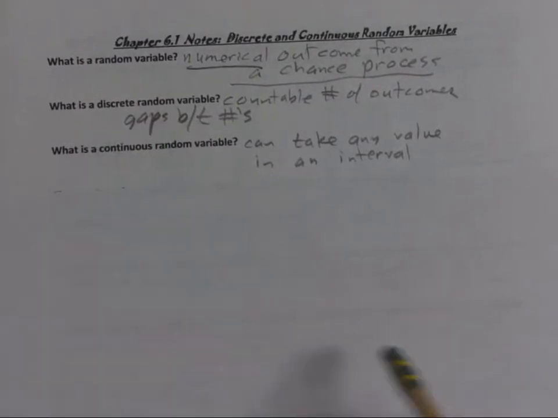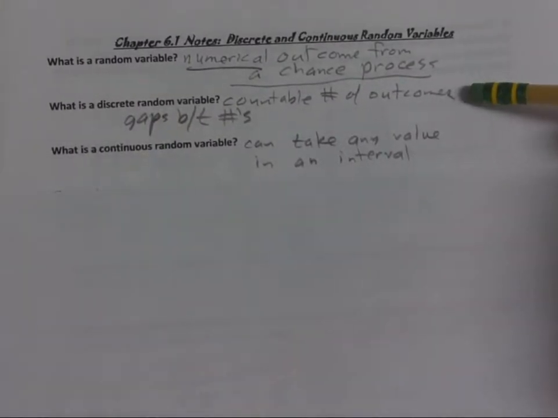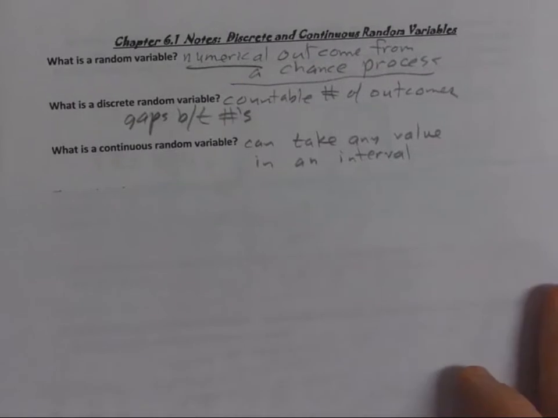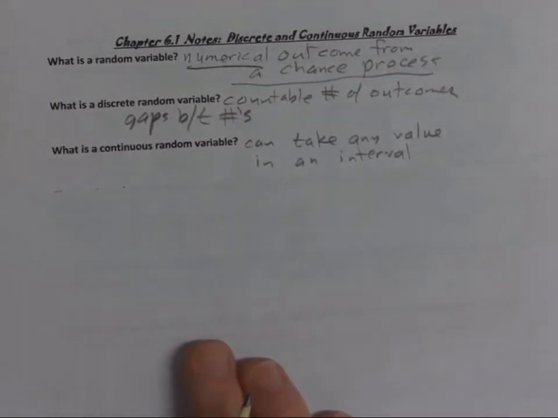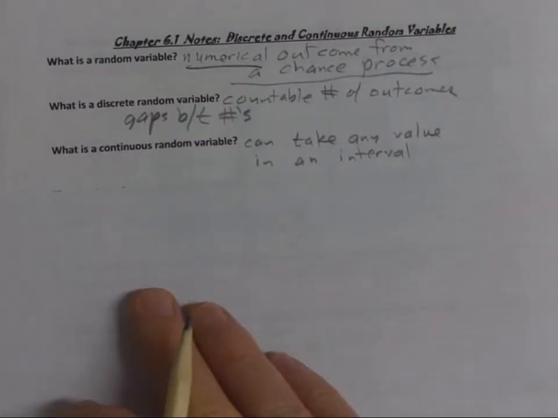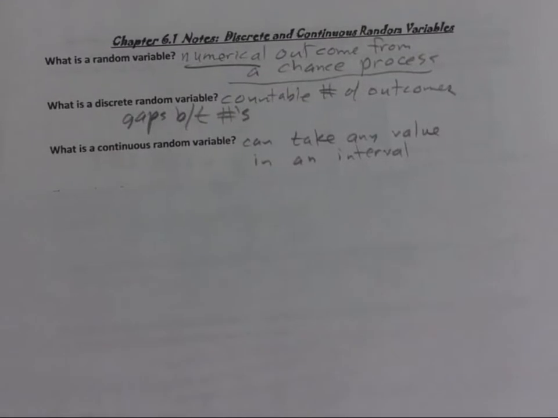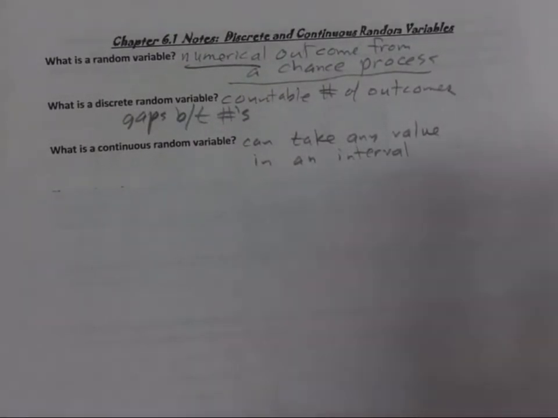Now, a discrete random variable has a countable number of outcomes. So many times it's the integers. It is something like I said, the number of siblings that someone has. It could be 0, 1, 2, 3, or 4. Or it could be the number of AP classes that someone takes, that could be 0, 1, 2, 3, 4, and so forth.